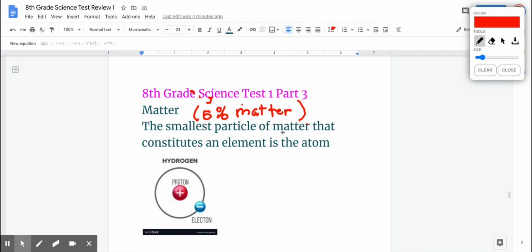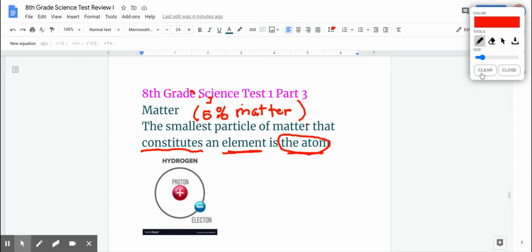And the smallest particle of matter that constitutes an element, that makes an element, is the atom. Yes, there are smaller particles than the atom, but this is the smallest you can get to make anything that resembles an element, right? Because anything smaller, these subatomic particles that I'll talk about, don't make elements. You need the complete atom to do that.